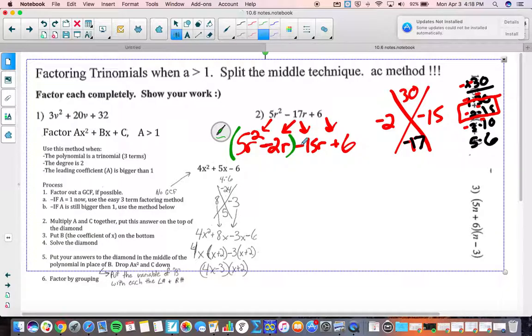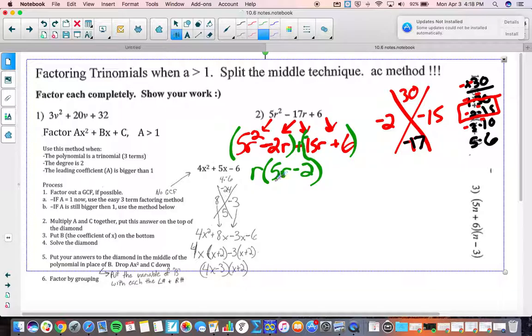Remember, if the third term is negative, add the opposite. So it's a negative 15r plus 6 inside the parentheses. And now factor the most out of these 2 terms. So out of the first 2 terms, you can factor out an r. So you're left with 5r minus 2. What can you factor out of this? Well, 3 goes into both of these numbers.